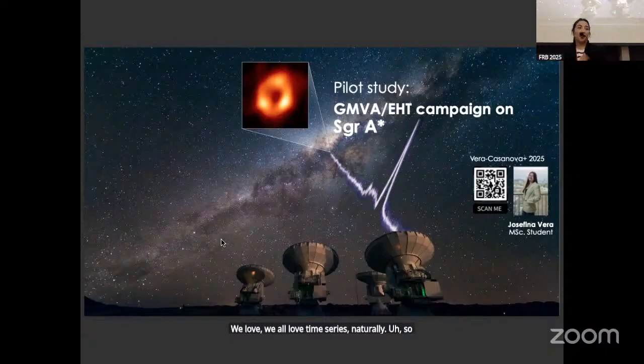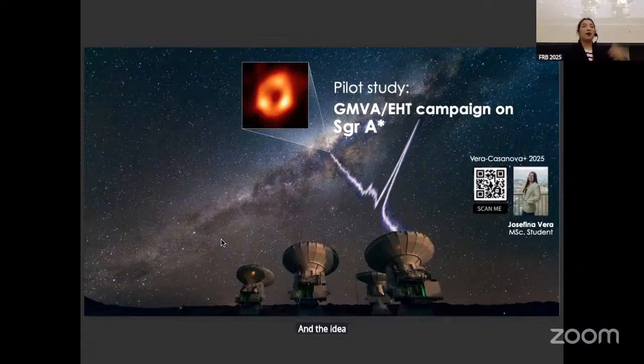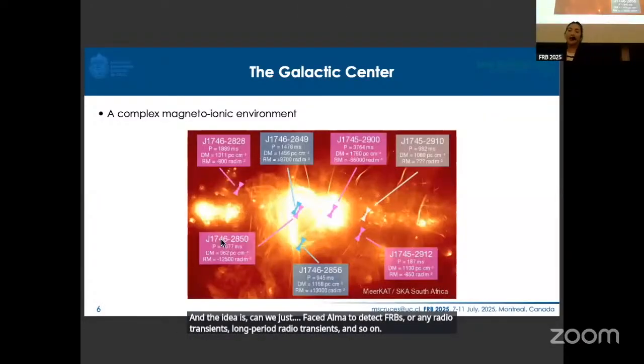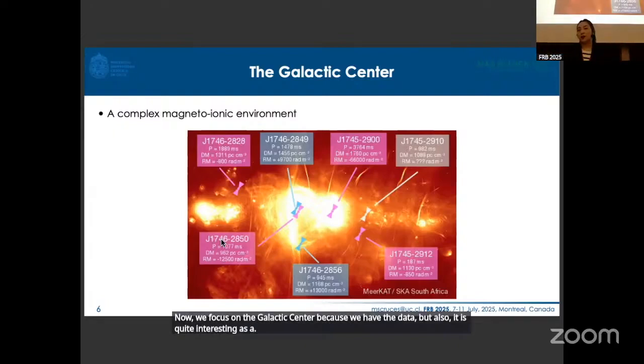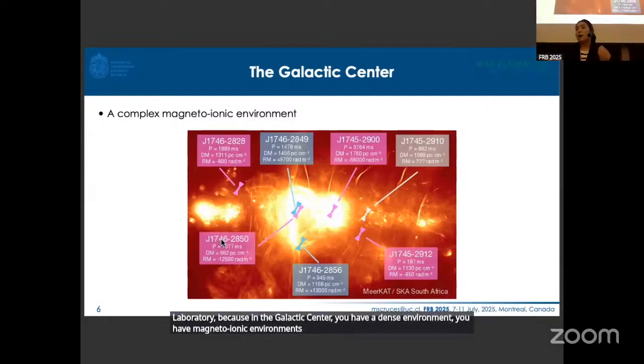So this work is basically what I'll be presenting now, and it's the work done by my master's student, Josefina. And the idea is, can we just phase ALMA to detect FRBs or any radio transients, long period radio transients, and so on? Now, we focus on the Galactic Center because we had the data, but also it is quite interesting as a laboratory because in the Galactic Center, you have a dense environment, you have a magneto-ionic environment, so you will have all the things that you have seen in some other FRBs.